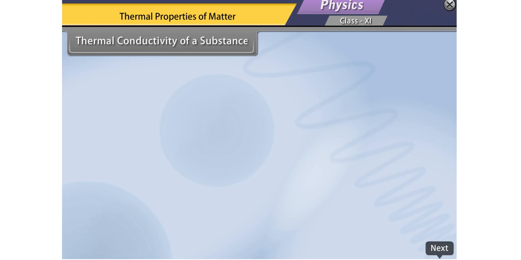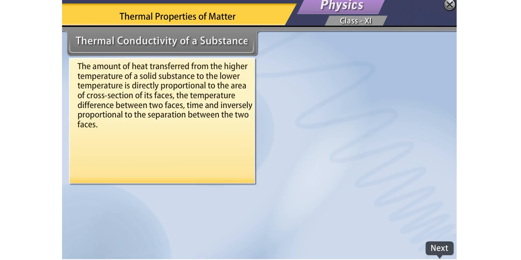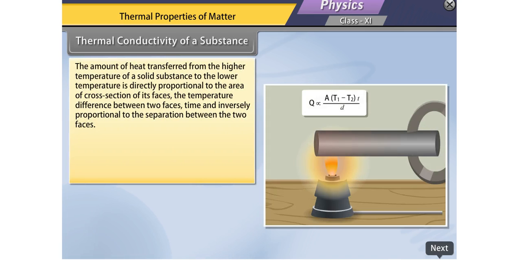Thermal conductivity of a substance. The amount of heat transferred from the high temperature of a solid substance to the lower temperature is directly proportional to the area of cross-section of its faces, the temperature difference between the 2 faces and time, and inversely proportional to the separation between the two faces.